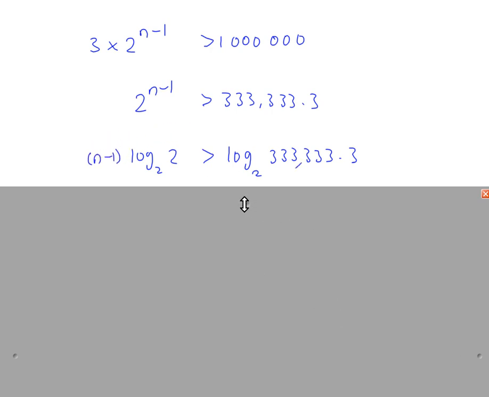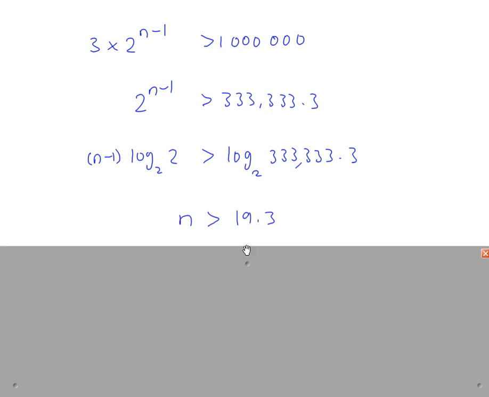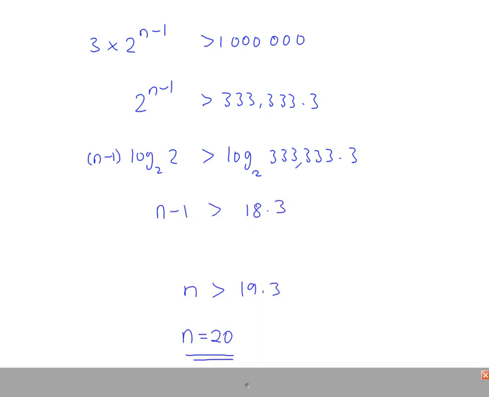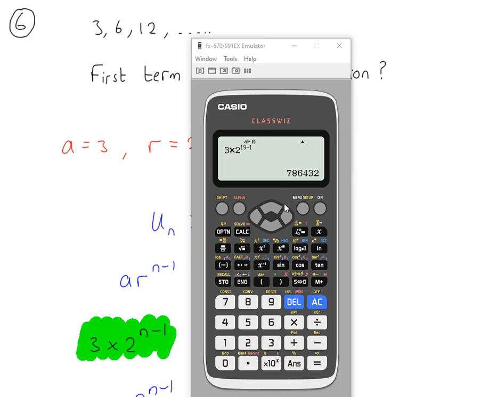So from the calculator, the value of this log is about 18.3. Add 1, n is greater than 19.3, so you round up, n equals 20. So if I put in n equals 19, so for the 19th term in the nth term formula here, the value is less than 1 million. And if I put in n equals 20, this value exceeds 1 million. For practice, try these questions.